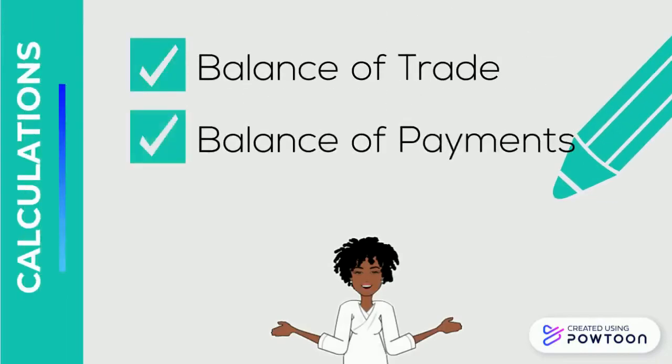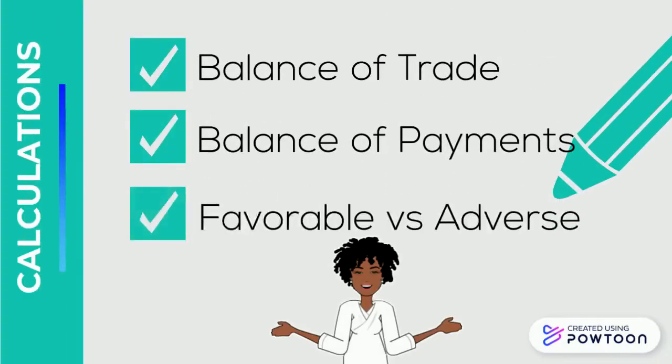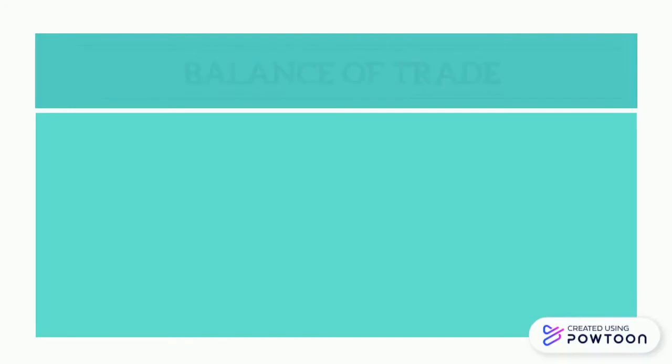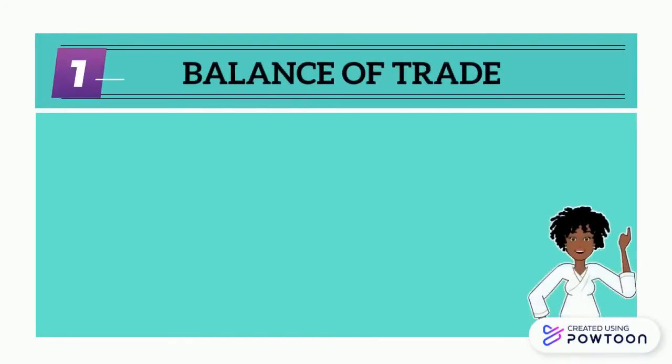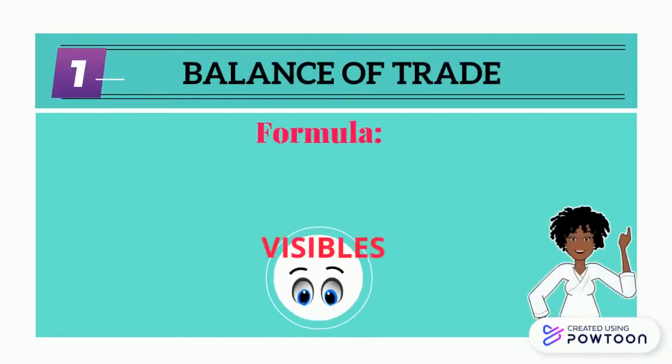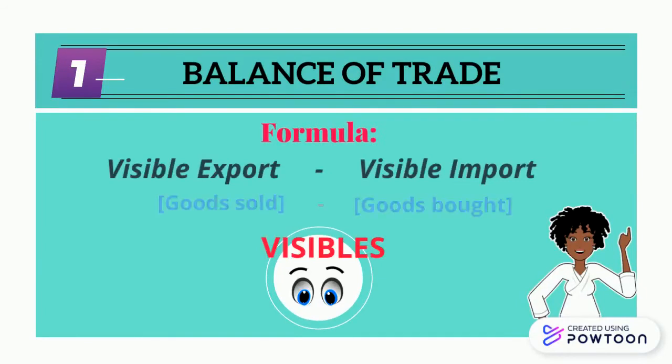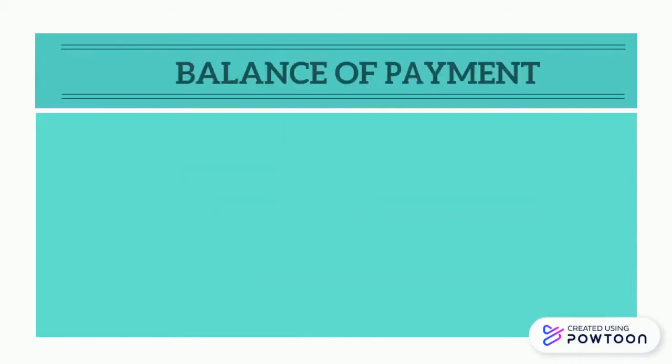Today, we're going to look at the balance of trade, balance of payments, and whether those balances are favorable or adverse. The balance of trade. This is known as our visible balance because we take our visible export, our goods sold, and subtract our visible import, which are the goods that we bought from another country.